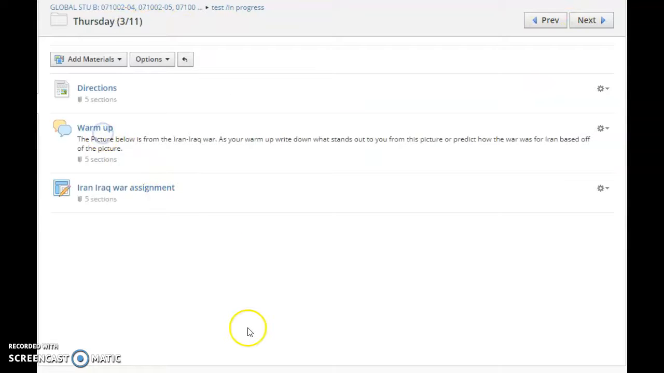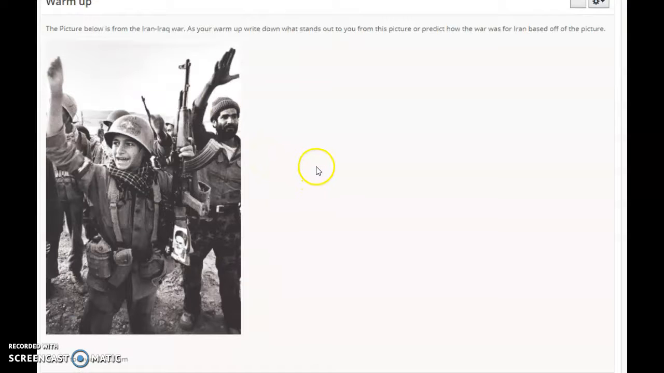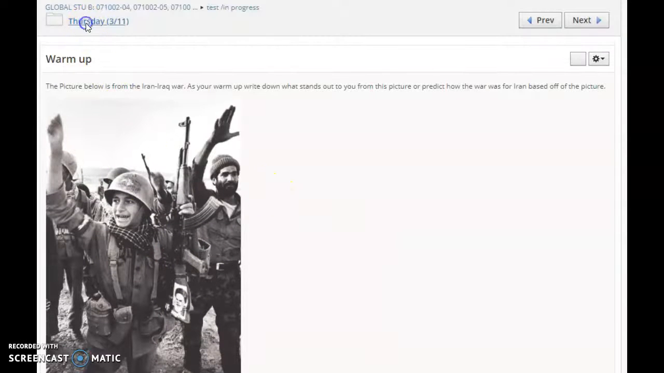So to get into the warm-up, you have this picture. The picture below is from the Iran-Iraq War. As your warm-up, write down what stands out to you from this picture or predict how the war was for Iran based off of the image you see here. So think of your See, Think, Wonder activities in school and use those skills to break down what you see happening in front of you.